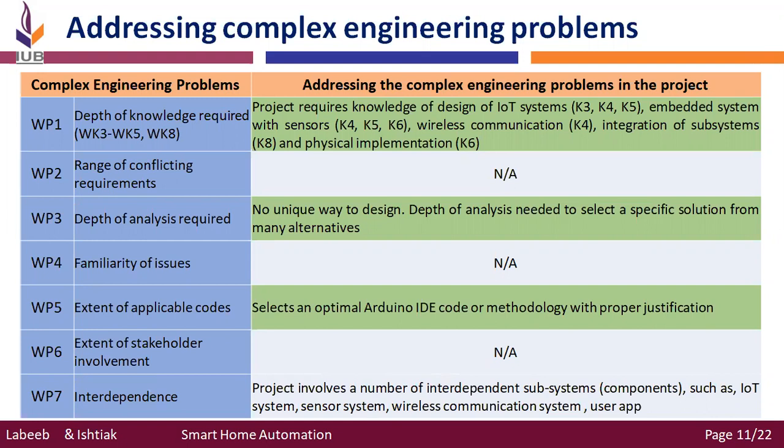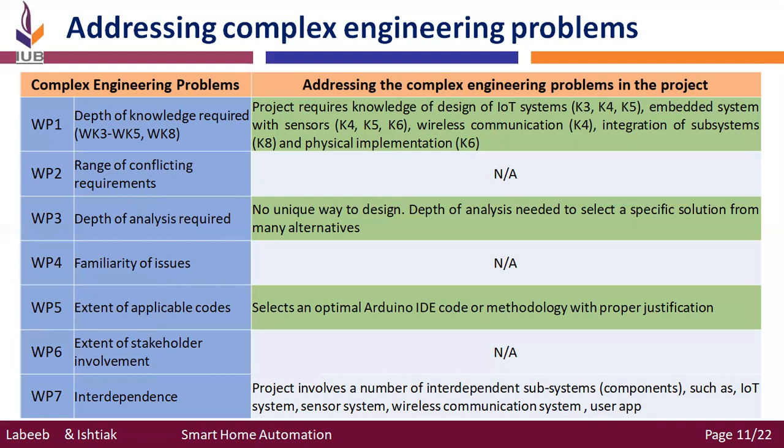In WP2, the range of conflicting requirements, there is nothing. And in WP3, the depth of analysis required is the no way to design. Depth of analysis needed to select a specific solution from many alternatives. And there is no familiarity issues in WP4. In WP5, the extent of applicable codes, here the team selects an optimal Arduino IDE code or methodology with proper justifications. In WP6, which is the extent of stakeholder involvement, there is no extent of stakeholder involvement.